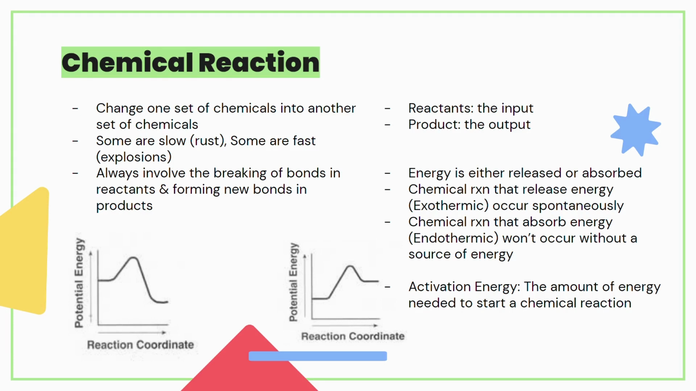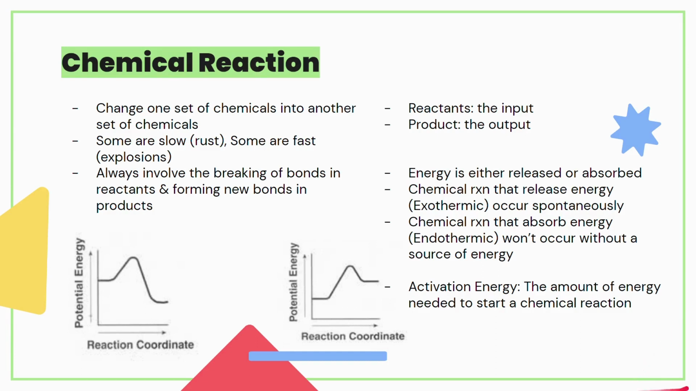In chemical reactions, energy is always either released or absorbed. Chemical reactions that release energy are called exothermic reactions and they occur spontaneously. Chemical reactions that absorb energy, endothermic, won't occur without a source of energy. So, like an outside source of energy that keeps feeding it energy for it to work.